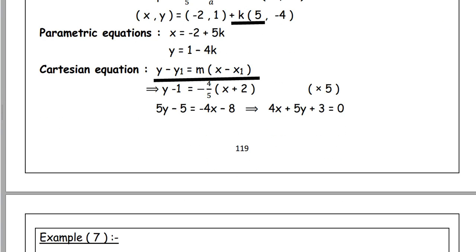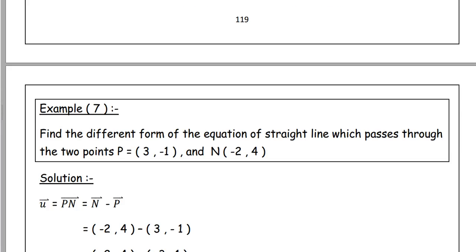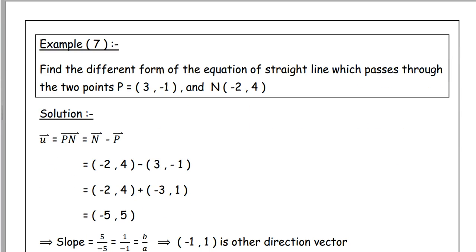Example 7. Find the different forms of the equation of the straight line which passes through the points P, 3 and negative 1, and N, negative 2 and 4. So here we don't have directly the slope and we don't have the direction vector.